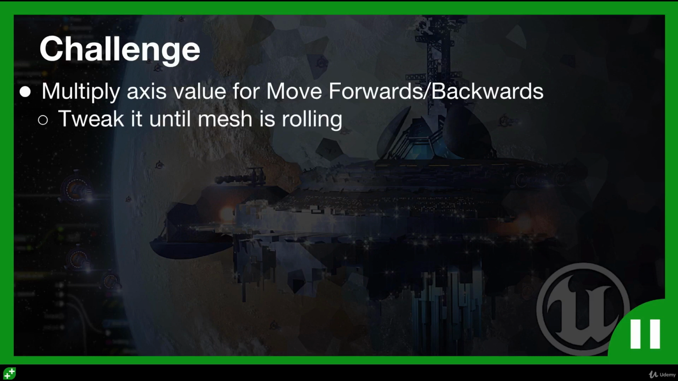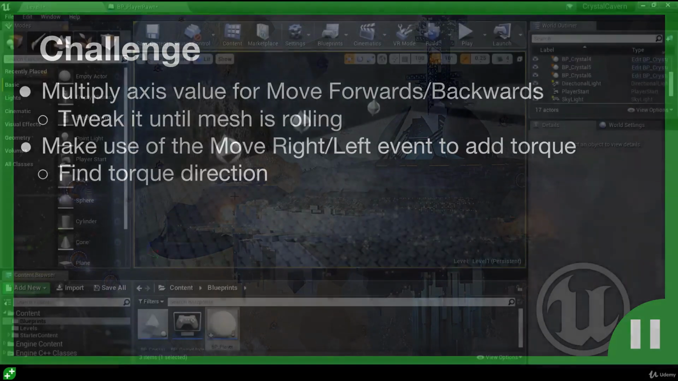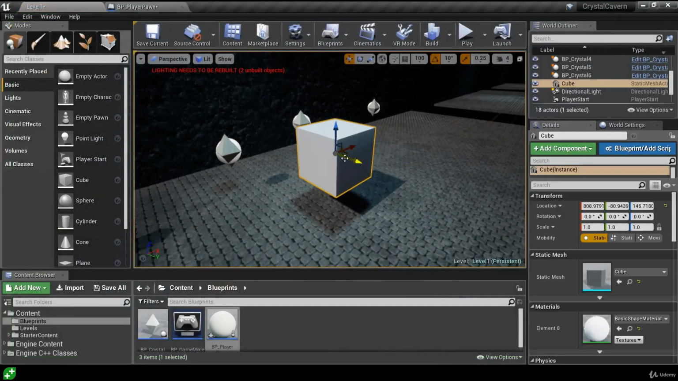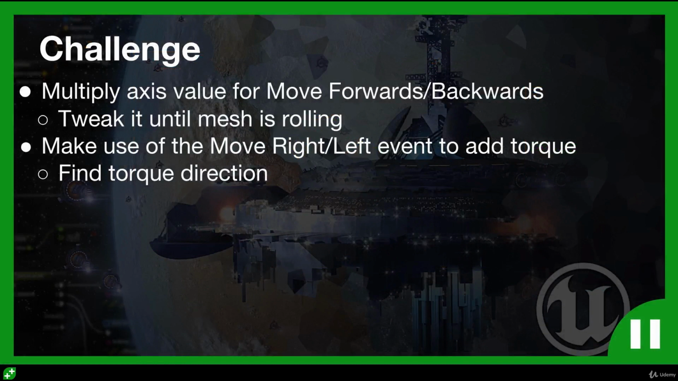And once you've done that, why not make use of your move right and left axis event and try to make your mesh roll right and left by adding torque. You'll have to find the torque direction to use to do this. To help you, you can drag in a simple shape at any time and make use of the transform tools to help you figure it out. Or you can just rewatch an earlier part of this lesson to help you decide.